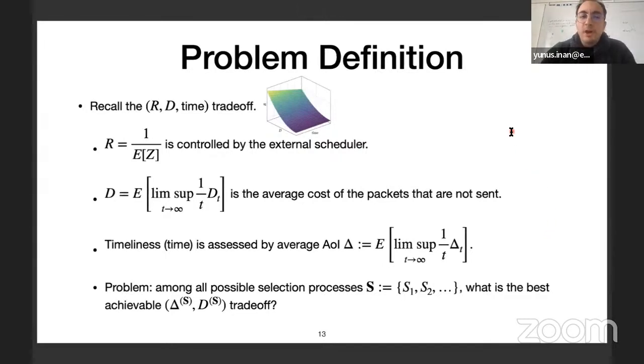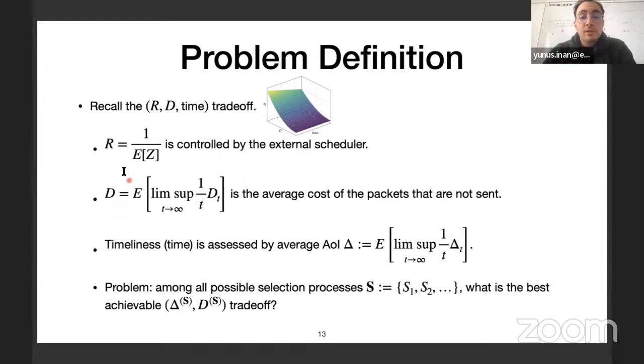So to relate with the RD time trade-off, we have seen in the previous slides, the rate is controlled by the external scheduler. If you assume that the rate is the packet rate, right? And it's equal to 1 over the mean of z, because the sender is able to send at each speaking time, and this is governed by the reciprocal of the speaking time in the long-term average.